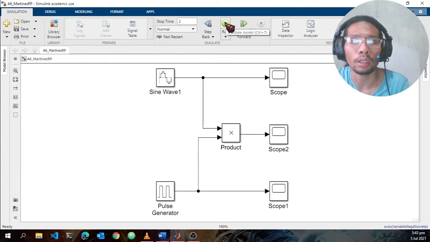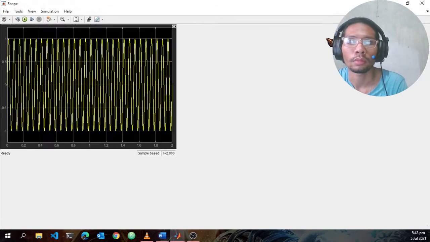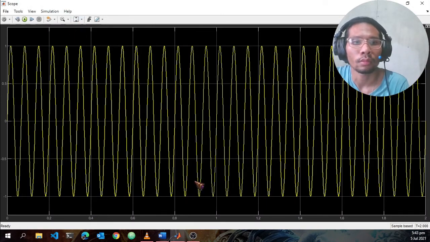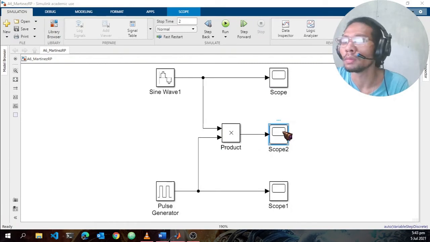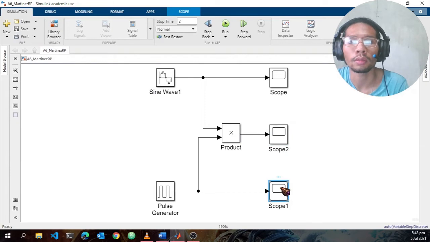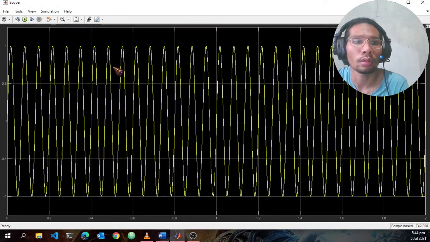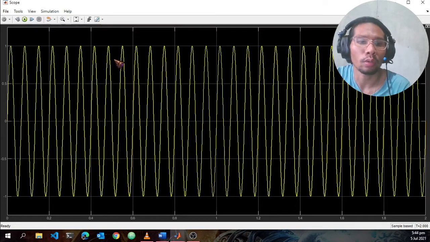To run the simulation, we need to click Control T or the Run button. So checking the simulation result using the scopes. For sine wave 1, we need to use the scope 1 or scope. And for scope 2, scope 1, so we can differentiate the outputs for the different scopes. The scope for the sine wave shows a sinusoidal wave. Zoom in so that we can observe.